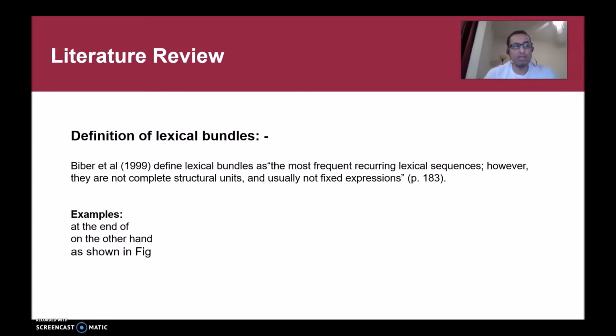So at the beginning, let's define lexical bundles. Biber and his colleagues define lexical bundles as the most frequent recurring lexical sequences. However, they are not complete structural units and usually not fixed expressions. And some examples of lexical bundles: at the end of, on the other hand, as shown in figure.